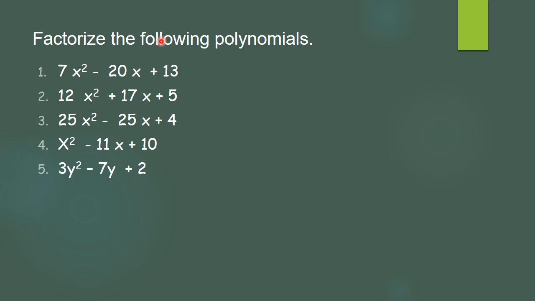The questions I have given you are for homework. Try to find the answers for all these 5 questions. Hope you have understood. Tomorrow we will go with the rule for whenever the sign of the multiplication becomes negative. Thank you, students.